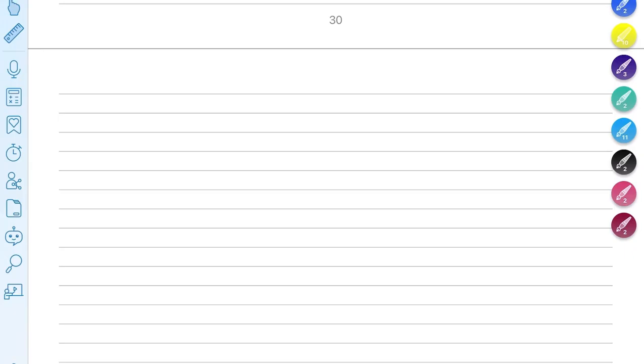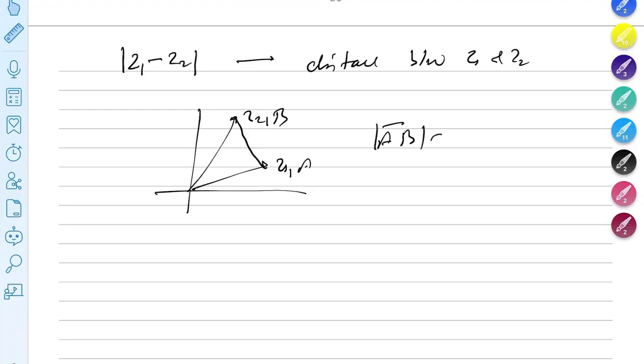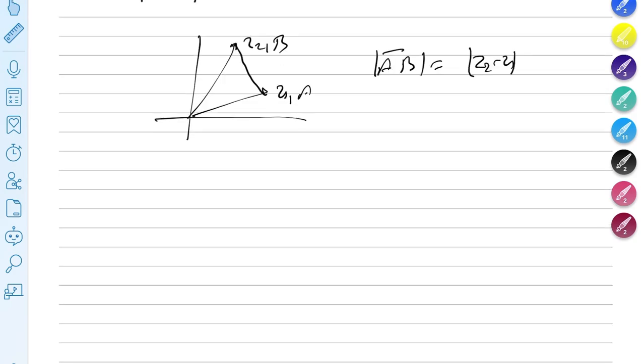Now let's think about why it represents a circle. See, z1 minus z2, what does this represent? This represents the distance between z1 and z2. It is exactly the same as any vector. We can think in parallel as a complex number and as a vector. This is point A, this is point B. So what is the AB distance? Vector AB is z2 minus z1, and mod of z2 minus z1 represents the distance between A and B. So mod of z1 minus z2 represents the distance between the complex numbers z1 and z2.